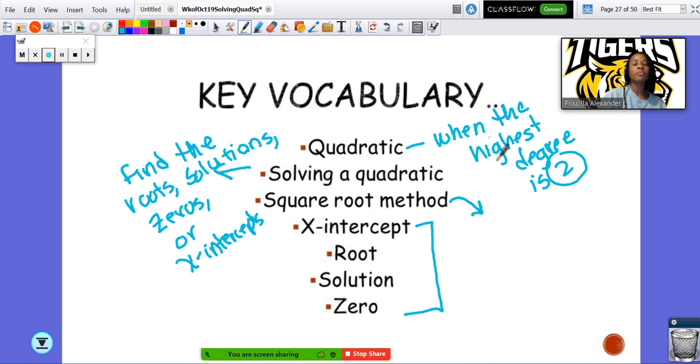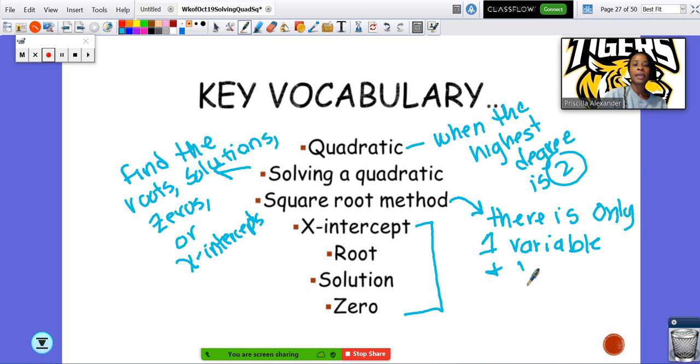You use the square root method to solve a quadratic when there is only one variable and the highest degree is 2. Or you can call that an exponent as well. Okay?